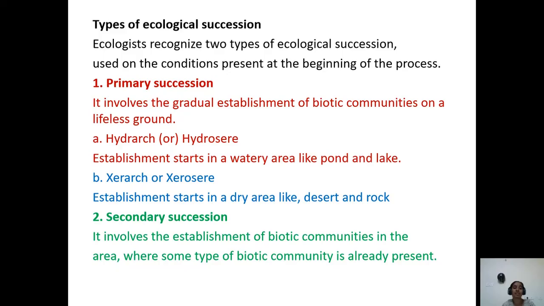The second one is secondary succession. It involves the establishment of biotic communities in an area where some type of biotic community is already present.